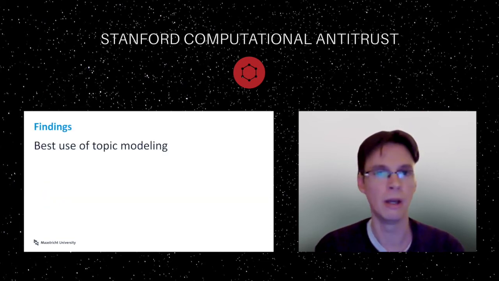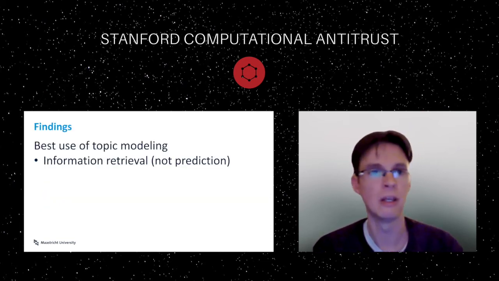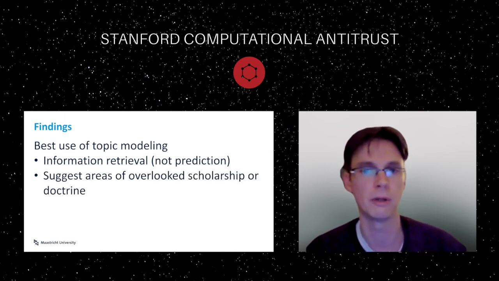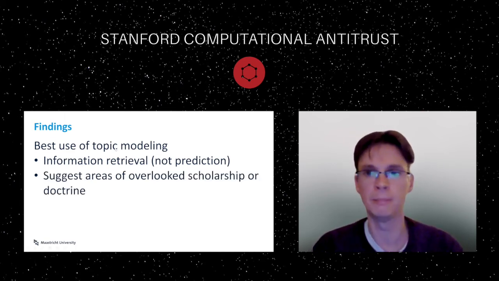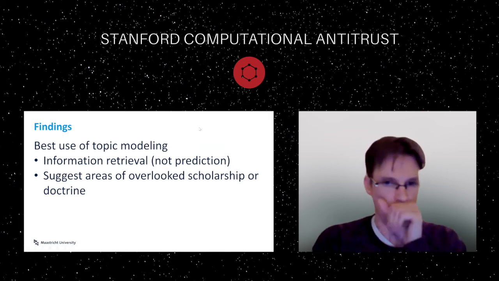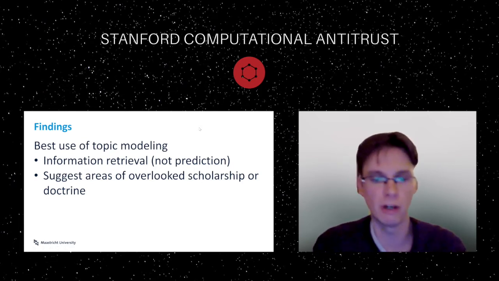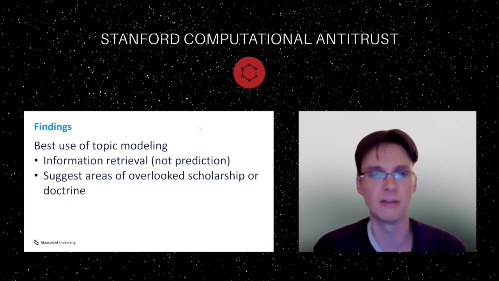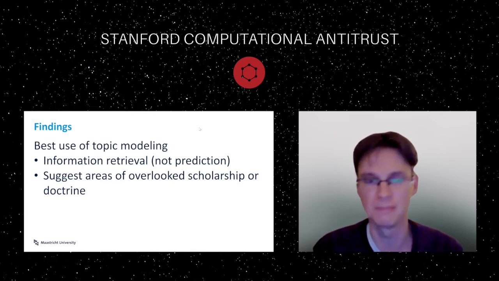Okay, so the findings. Information retrieval is probably the best use of topic modeling at this point, not so much for prediction, but to find the relevant information, and I very much agree with that. And also to suggest areas of overlooked scholarship or doctrine. I have a very bad cough, so I sometimes have a cough break. I hope you don't mind.